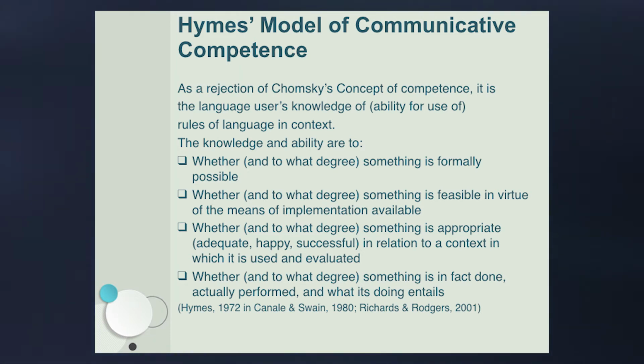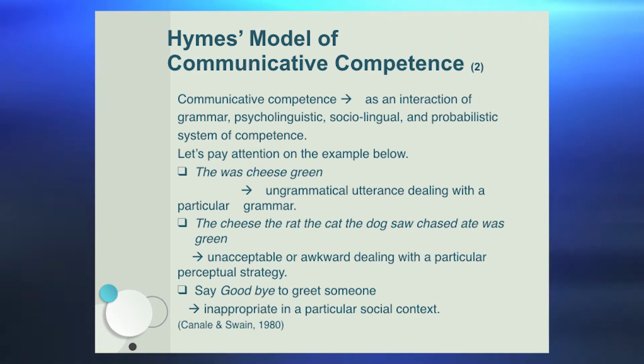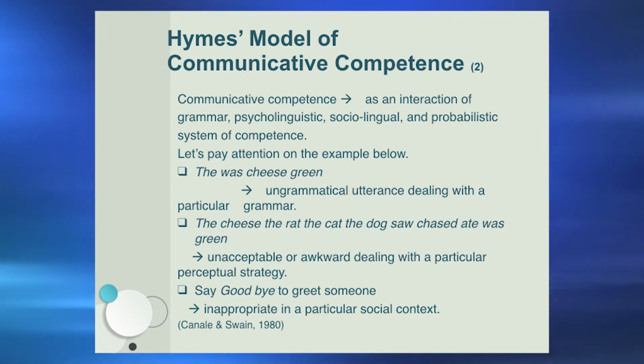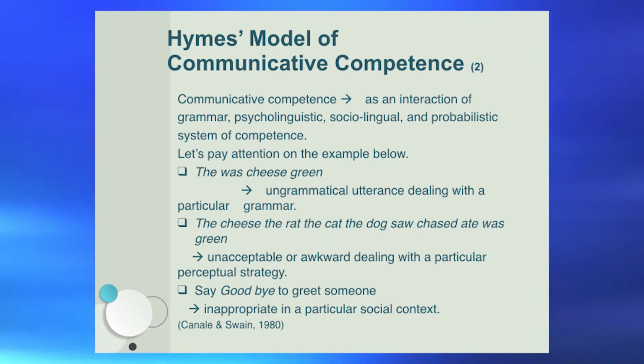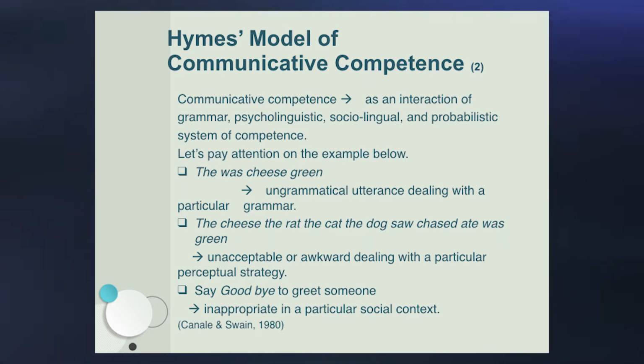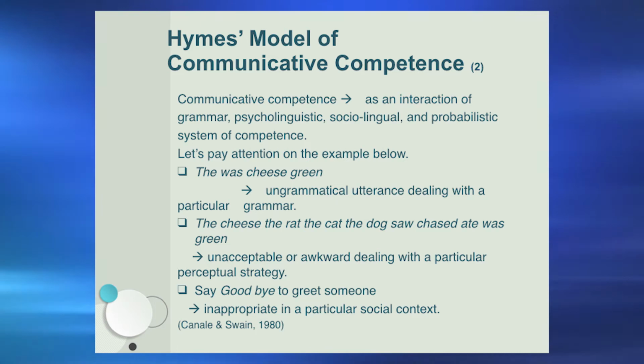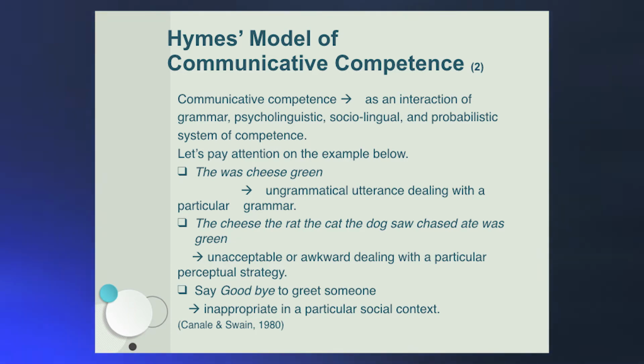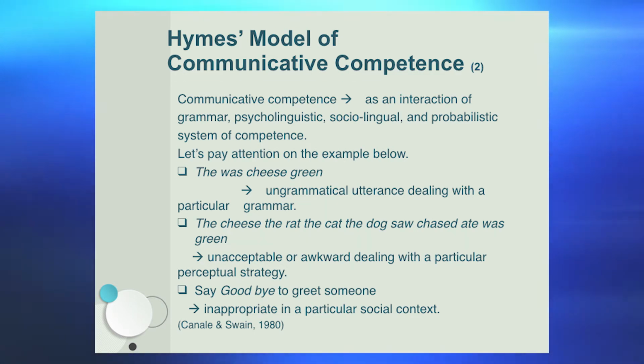Hymes considered that communicative competence is an interaction of grammatical, psycholinguistic, sociocultural, and probabilistic systems of competence. Let's pay attention to the examples below. The first is an ungrammatical utterance, dealing with a particular grammar. The second is unacceptable or awkward, dealing with a particular perceptual strategy. Saying goodbye to greet someone is inappropriate in a particular social context.